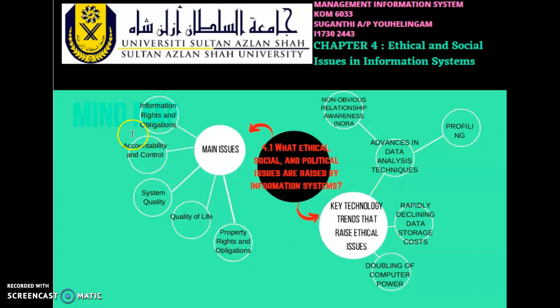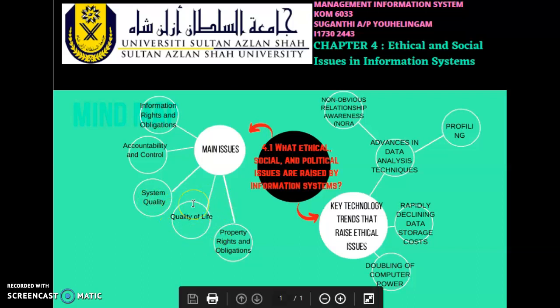Next, accountability and control means who will be held accountable if harm is done. System quality is the standards of data and system quality. Quality of life is the preservation of values and culture.